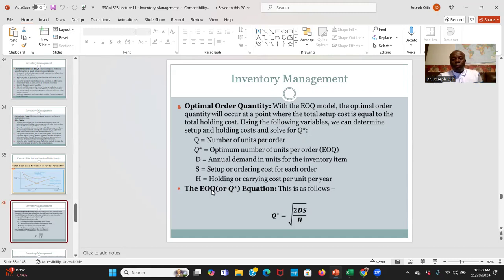Once you have all this, we can now use the EOQ equation, or the Q star equation, to calculate the economic order quantity. I mean, Q star equals the square root of 2 times D times S over H, where, of course, D is the annual demand in units for the inventory item, 2 is a part of the formula, S is the setup or ordering cost, and H is the holding or carrying cost. With this, we can solve one question.